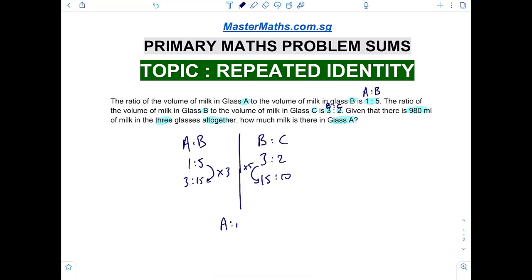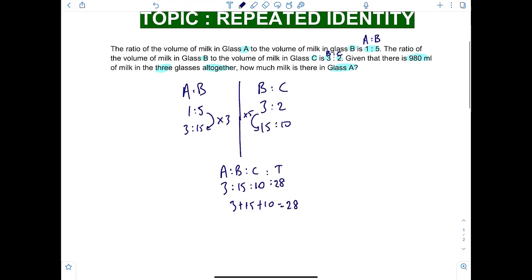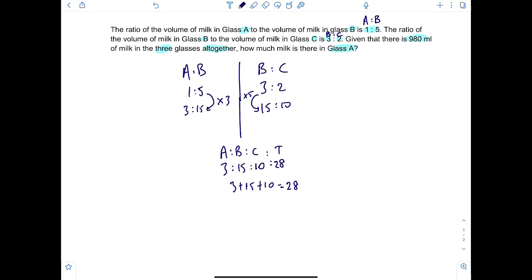Then we can know A is to B is to C, 3:15:10, and we also know the total as well, which is going to be 3 plus 15 plus 10. That will be 28 units in total. And we know that 28 units is representing 980 ml because that's the total, right?